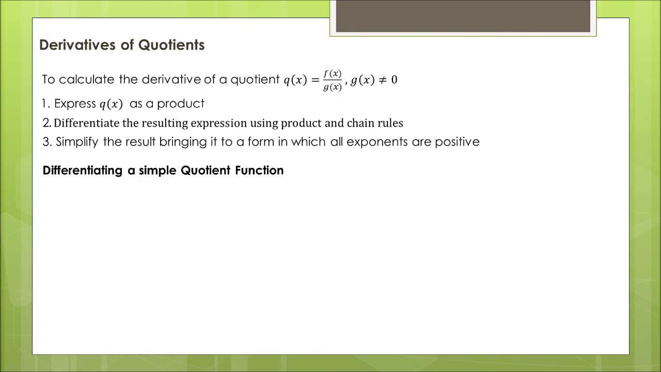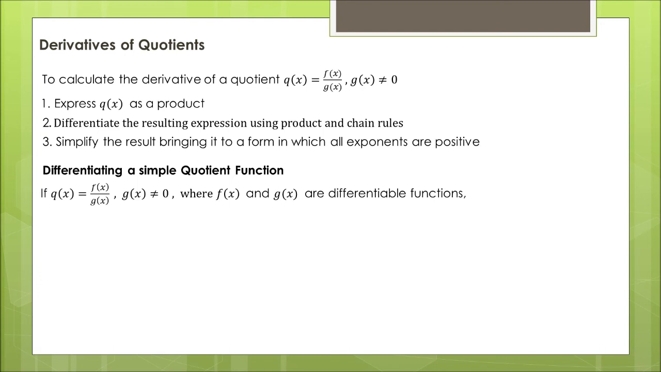So differentiating as a simple quotient function, if you have a function q of x which is f of x over g of x, with g of x different than 0, and these two functions f of x and g of x are differentiable functions, then we can express q of x as f of x times g of x at power minus 1. That's how you convert that denominator into a numerator as well.